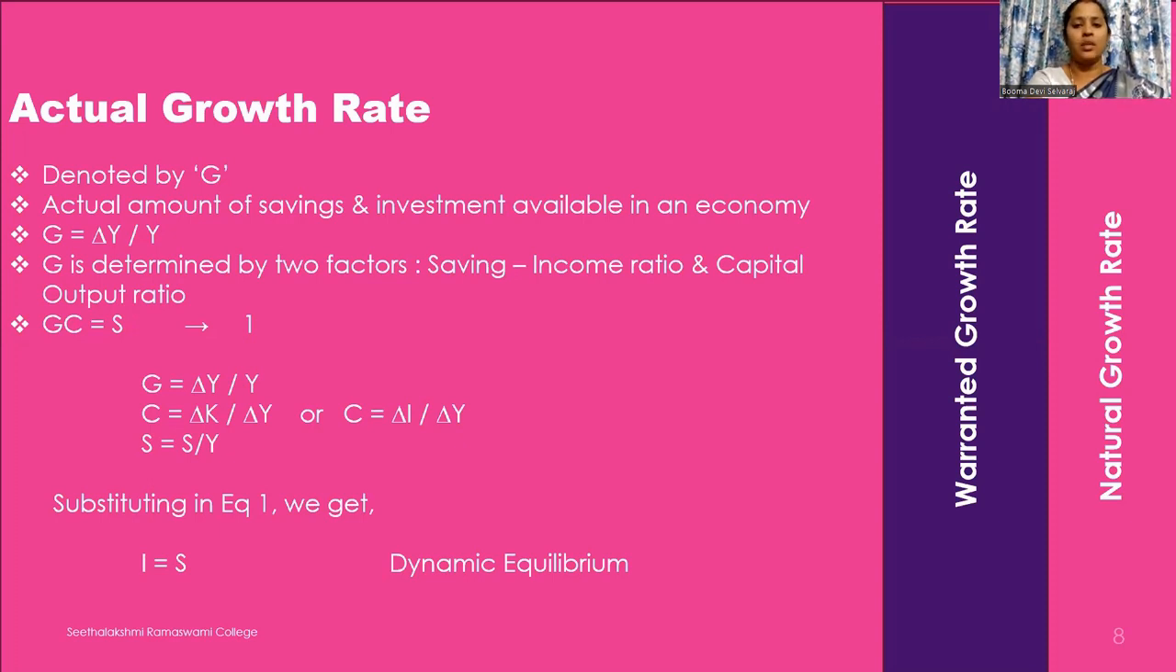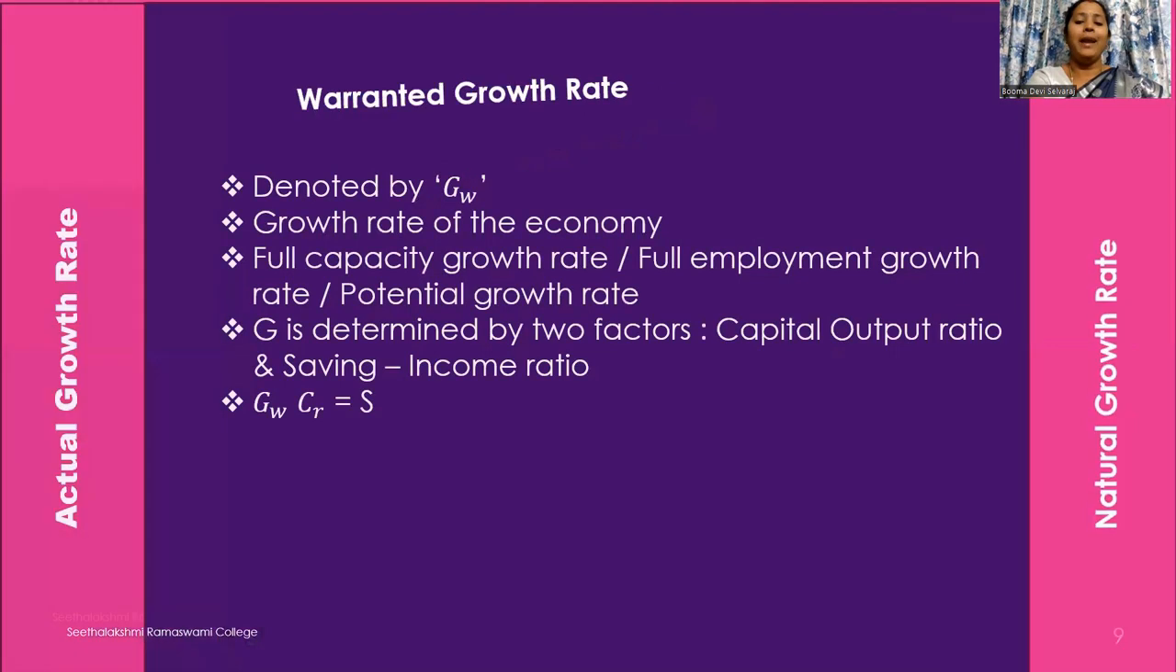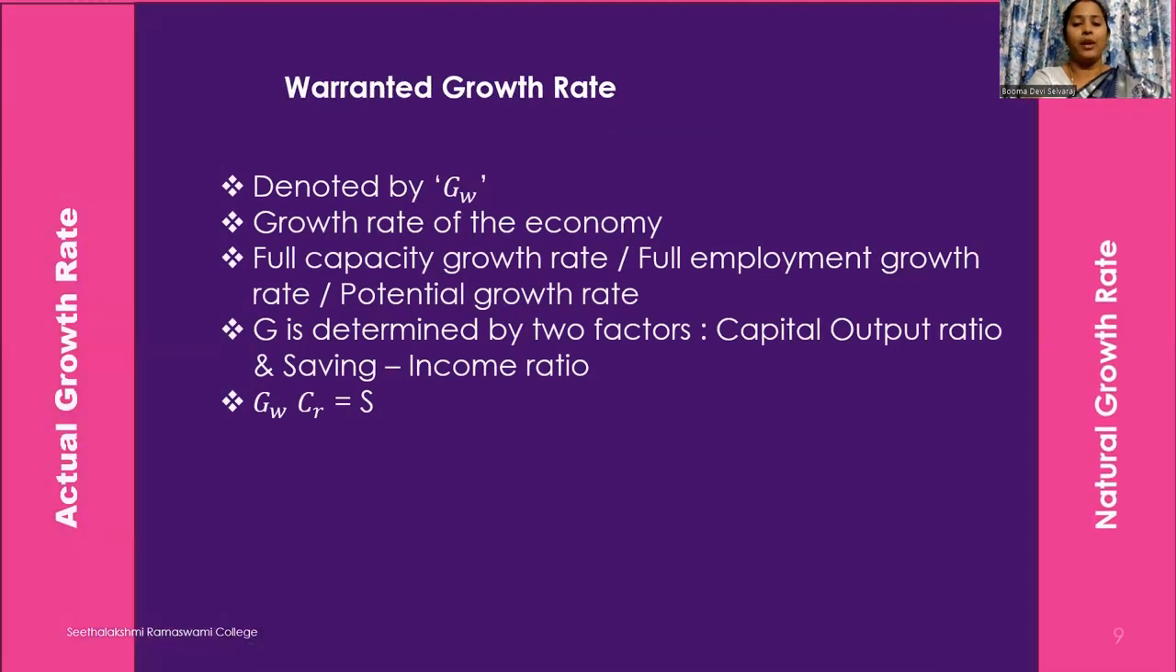Next, we have the warranted growth rate. It refers to the growth rate of the economy when it is working at full capacity and making optimum use of the resources, that is machines and manpower. It is also known as the full capacity growth rate, full employment growth rate, or potential growth rate. It is denoted by GW. GW is determined by two factors, that is capital output ratio and saving income ratio.